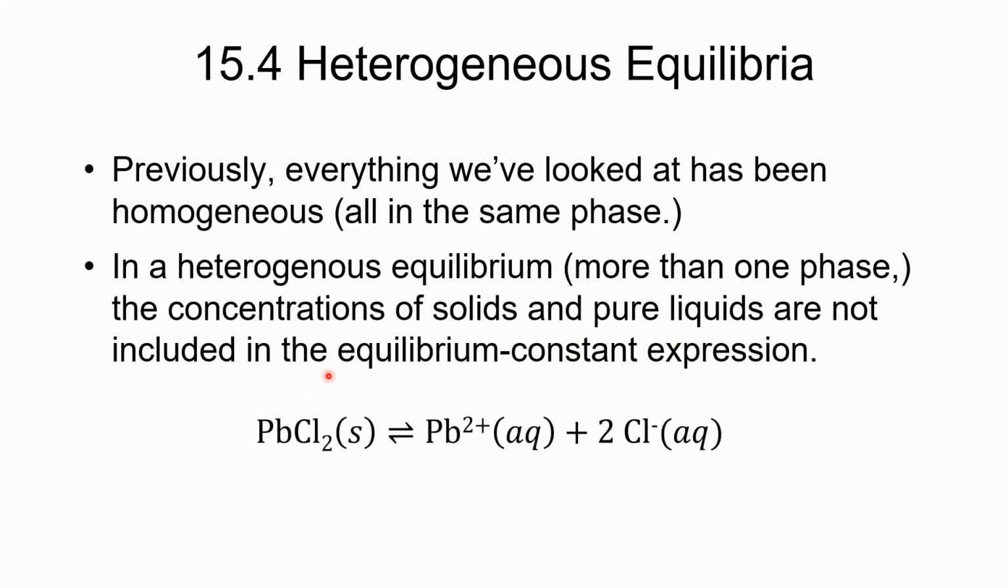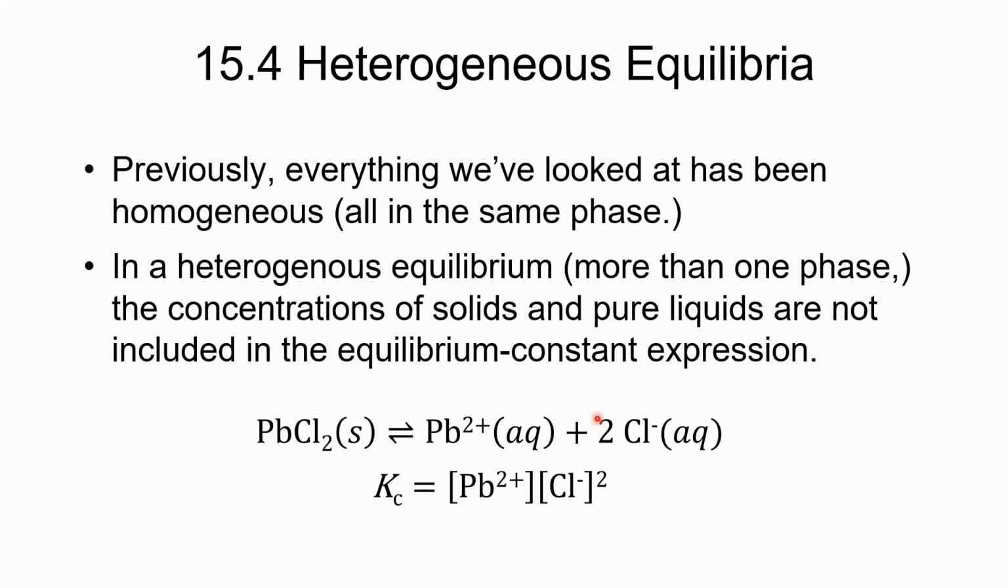As an example of this, we've got lead chloride, which is in equilibrium with lead ion and chloride ion. Here, since the solid is not in the aqueous phase, we are not going to include it in the equilibrium constant expression. So our equilibrium constant expression for this will not have anything in the denominator, or rather it would have the value of 1 in the denominator. So our concentration of lead ion times the concentration of chloride ion squared would be the value for this.